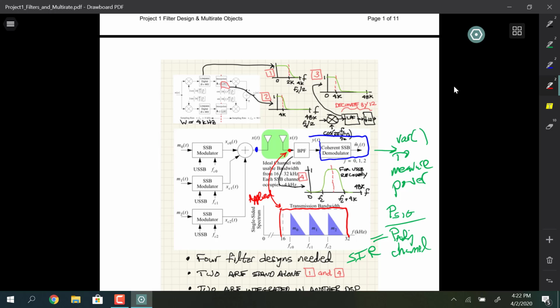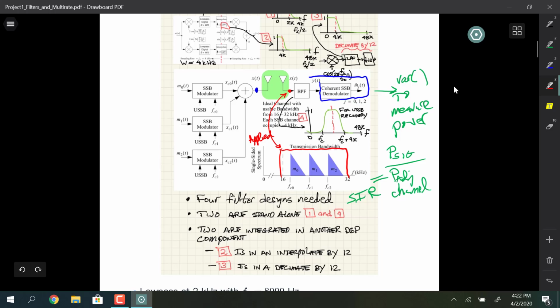So it's your image rejection. In a sense, it's an image rejection filter. The image in this case is the upper sideband of the adjacent channel that you want to keep from getting in. Good.